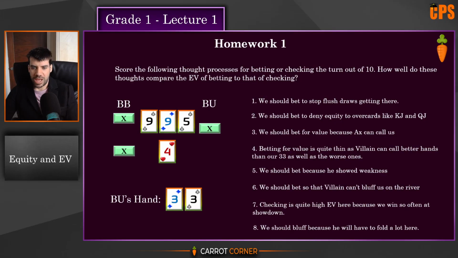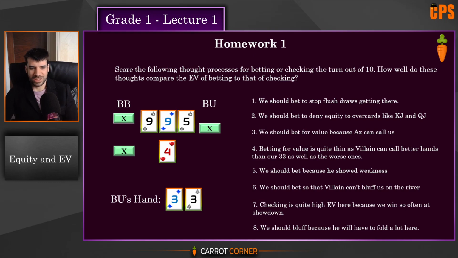Number 5, we should bet because he showed weakness. I would score this one incredibly low. This one doesn't even mean anything. Just because your equity is reasonable doesn't mean it's enough to value bet. Your threshold for value betting this hand on the turn will be more than just being a slight favourite. So just because you're ahead a lot of the time, you can't infer from that you should value bet.